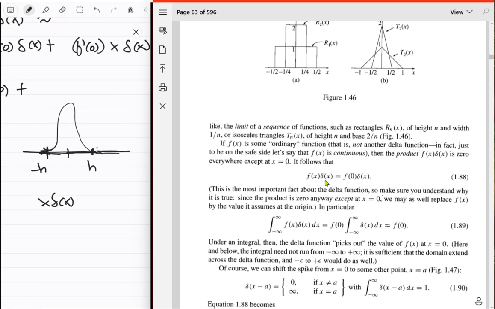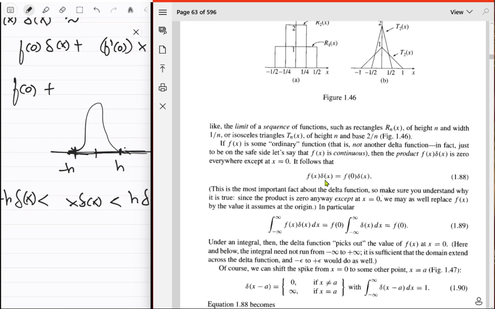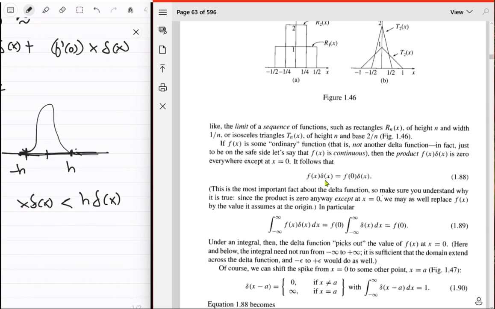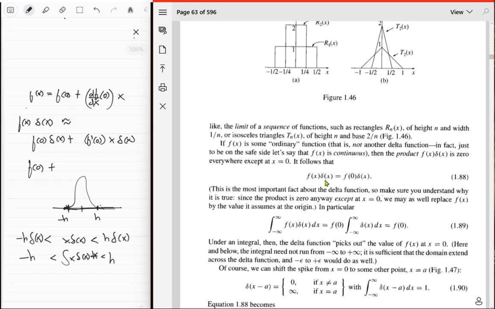So basically what we get is this is less than h del of x, and it's bigger than negative h del of x. And when you integrate this, you know that this will just be negative h, and this will be h. And since we said that h is approaching 0, the integral of that, of course, I'm just going to write it like this, very informal, but whatever. It's between h and negative h, and these approach 0. So guess what? This thing approaches 0 as well.